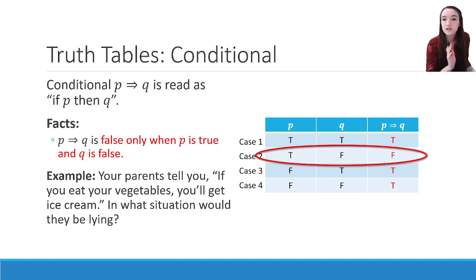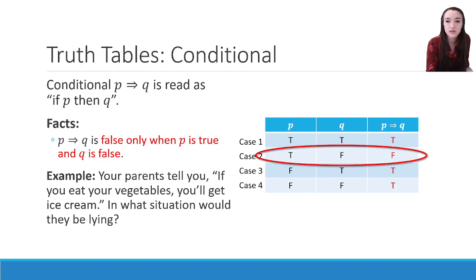Case 3. This one is an interesting one because essentially it's saying you don't eat your vegetables. You're a bad little kid. You choose not to eat your vegetables, but your parents give you ice cream anyway. Now, did they lie to you? And here is where a lot of people make the mistake of thinking that, yeah, they did. But in fact, no, they didn't. They never said anything about what happened if you didn't eat your vegetables. They just said, if you do, you'll get ice cream, but maybe.